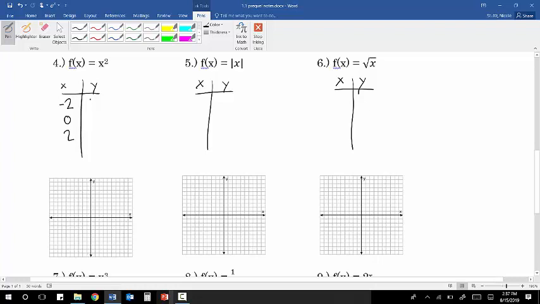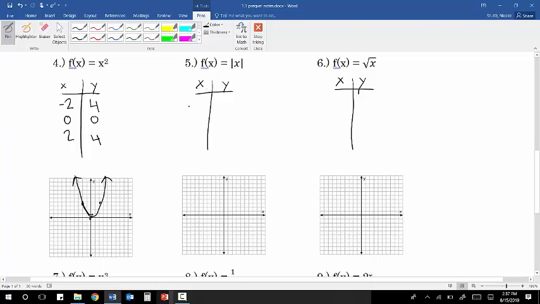So -2 squared is +4, 0 squared is 0, 2 squared is 4. And then you'll go through and you just plot those points. So -2, 4 is here, 0, 0, and then 2, 4 will be over here. And this is going to kind of look like a U. So we'll make sure we curve that bottom. Again, if you do use more points, it would be more of a curve.